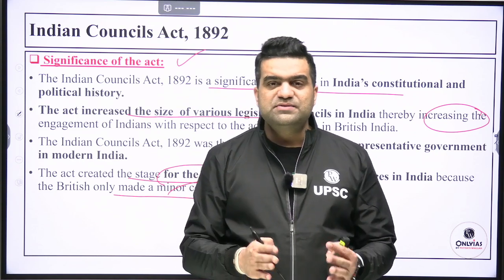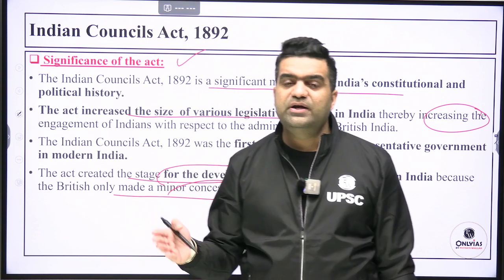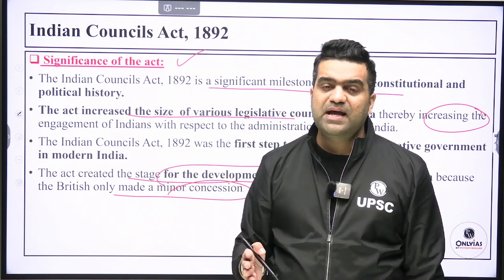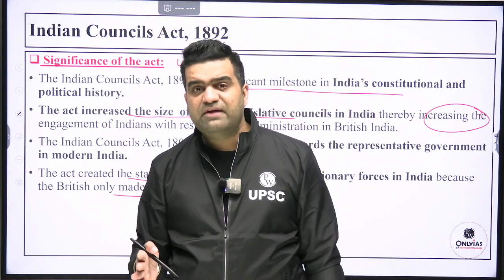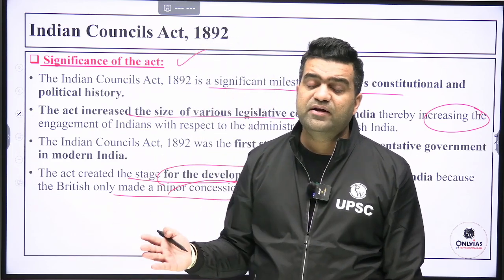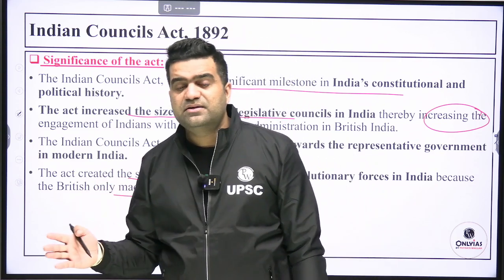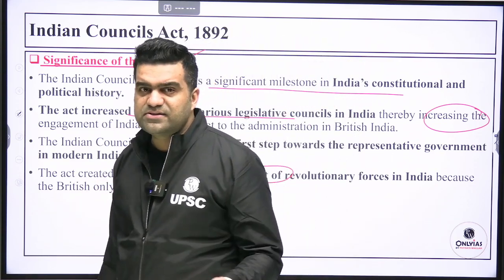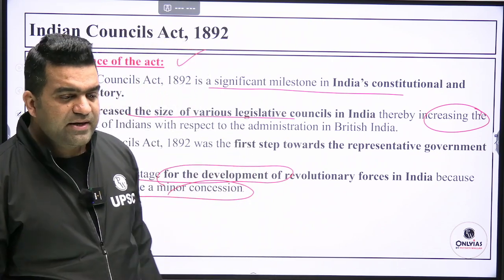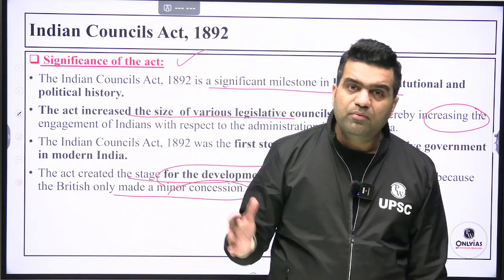And after the Surat split, we see the Morley-Minto reforms, a further step to divide the unity among Indians, this time between Hindus and Muslims. The partition of Bengal, on 16th October 1905, was brought about so as to divide the unity among the Indians, among people associated with India's freedom struggle from Bengal, so that they could be divided into two parts. Clear?